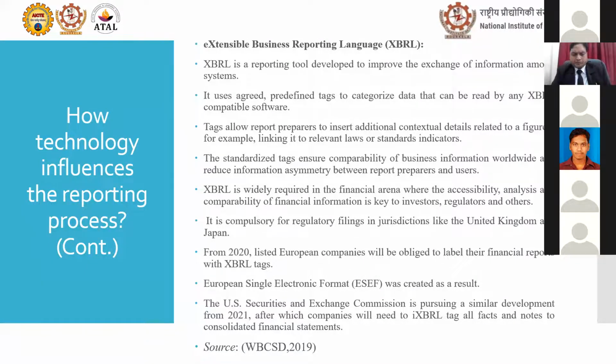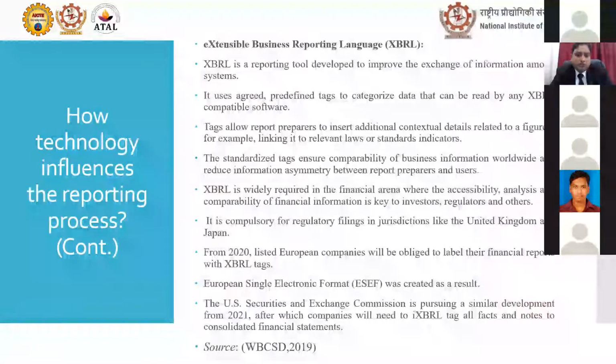So what is happening now? It is widely required in the financial arena where accessibility, analysis, and comparability of financial information is key to investors. It is compulsory for regulatory filings in jurisdictions like the United Kingdom and Japan. From 2020, listed European companies will be obliged to label their financial reports with XBRL tags. Now, the European Single Electronic Format was created as a result, and thus the US Securities and Exchange Commission is pursuing a similar development from 2021 onward, very recent, after which companies will need to add an iXBRL tag to all facts to note to consolidated financial statements. So see how technology is basically revolutionizing this ESG reporting.